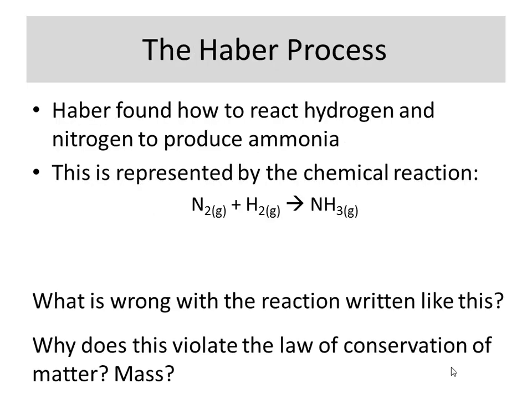Okay? So the Haber process is how a guy named Fritz Haber, a German scientist, found out how to react hydrogen and nitrogen to produce ammonia. And the formula for nitrogen is N2. The formula for hydrogen is H2. And ammonia is NH3.